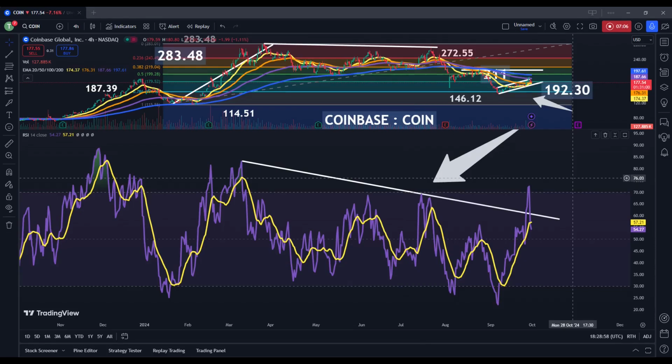We may have a false breakout at 146.12. And then these near-term levels coming in at 192.30 would now represent the major level of resistance to the top side. So if you see a break above there, you do have to start to target that psychological number at 200. So here's the current stock market update for Coinbase Global, stock ticker COIN.